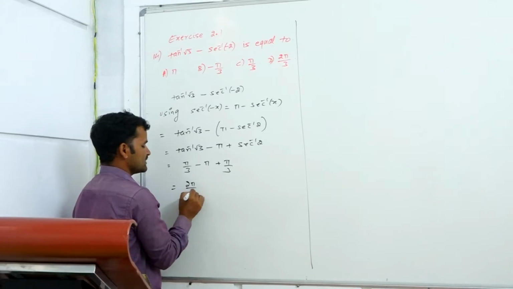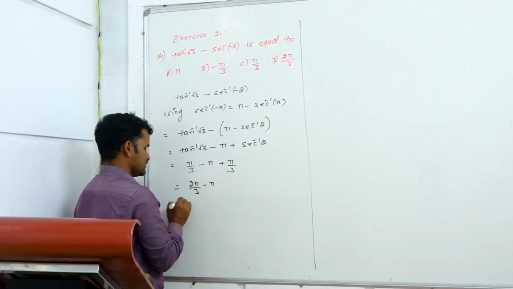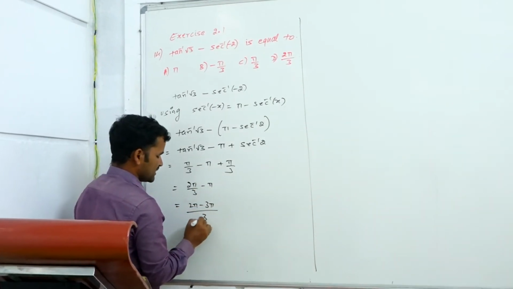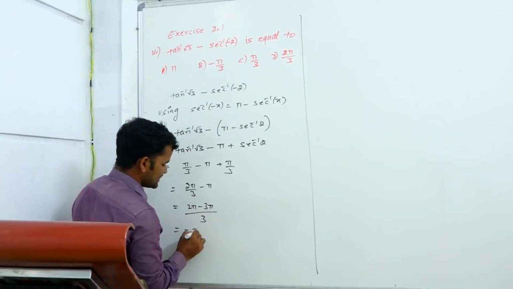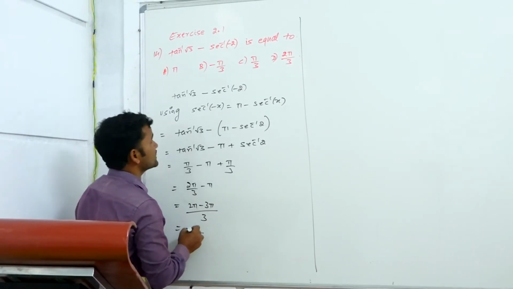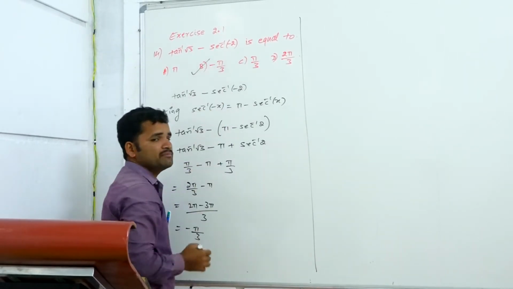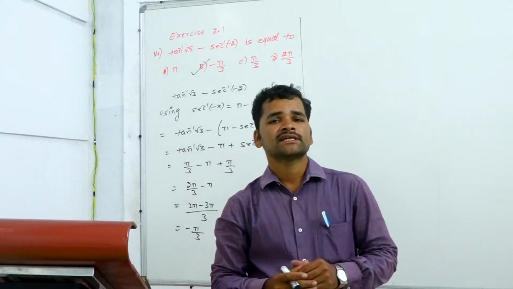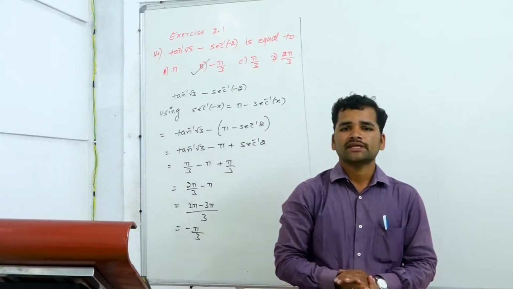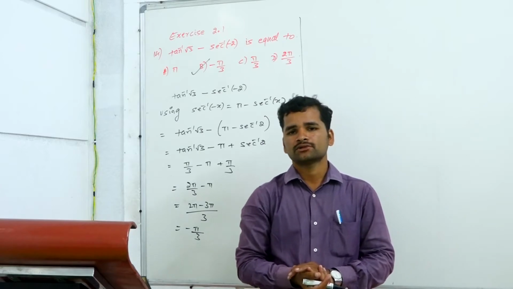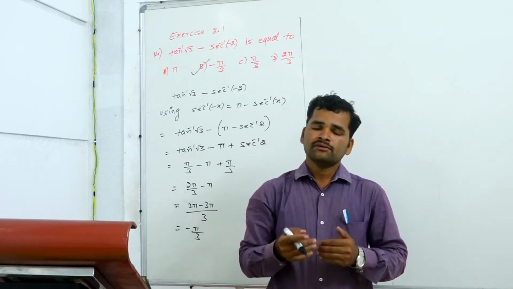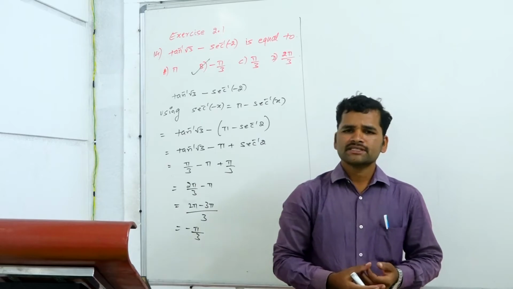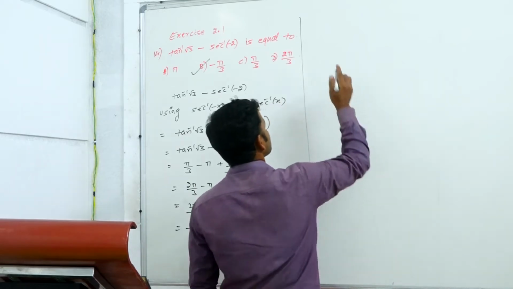Pi by 3 plus pi by 3 is 2 pi by 3, and this minus pi as it is, you cross multiply. 2 pi minus 3 pi by 3. 2 pi minus 3 pi is nothing but minus pi by 3. So, option B is correct. With this, we have completed the first exercise of inverse trigonometric functions, that is 2.1. Now we will go to the next heading, that is properties of inverse trigonometric functions.